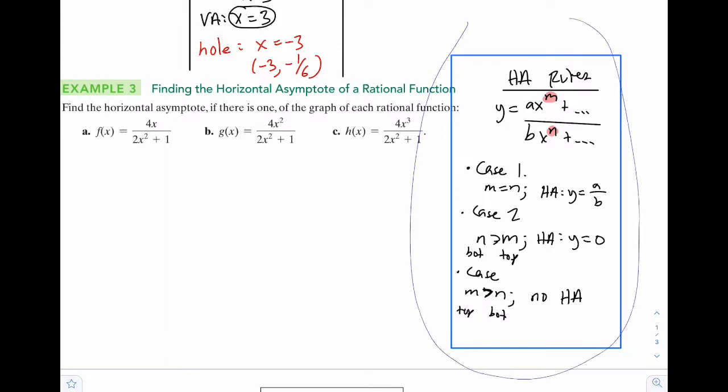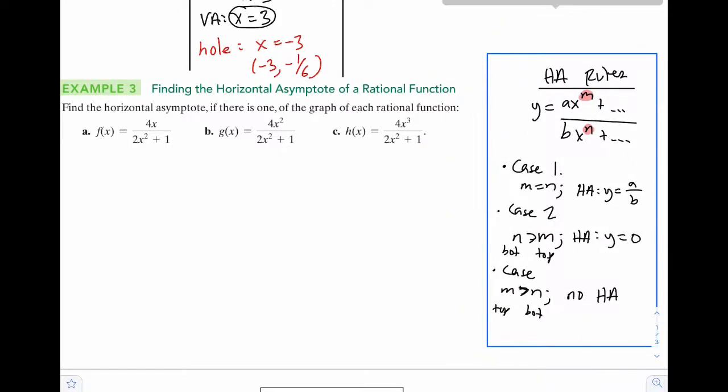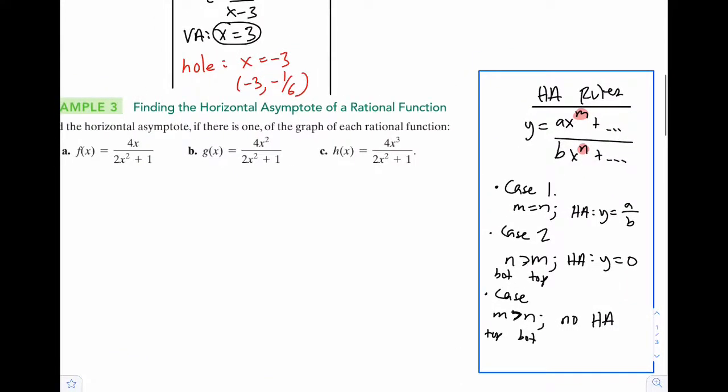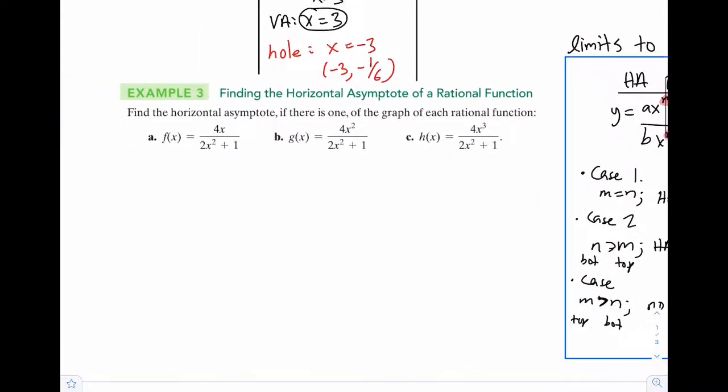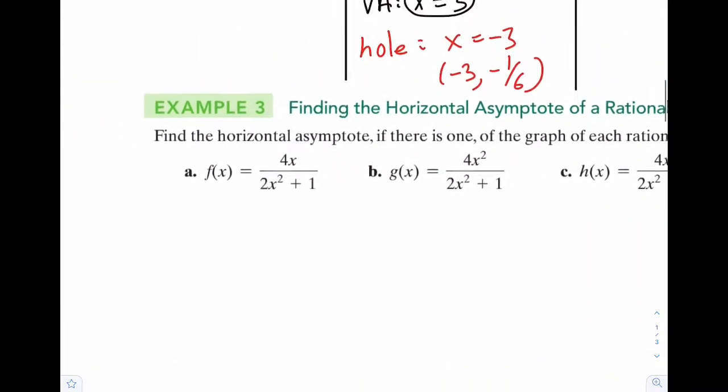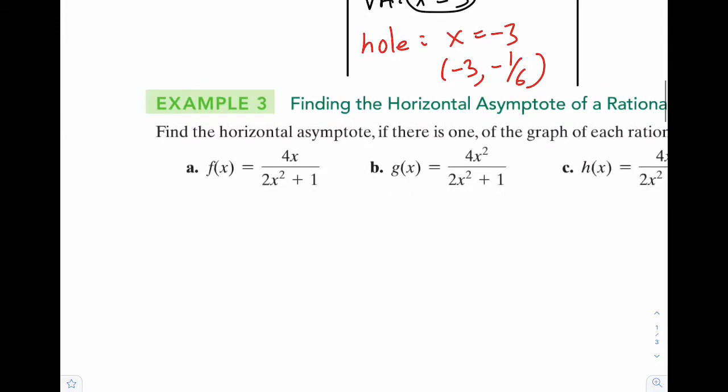Now that we have done limits, this should all look familiar. This should look like what we just did. What this is actually is limits to infinity. It's the exact same thing. So if you remember, limits to infinity, if I'm going to infinity, the things after the leading coefficients or leading terms, they don't matter. You just cross it out.